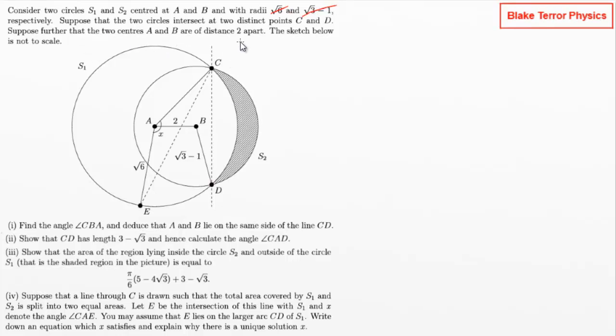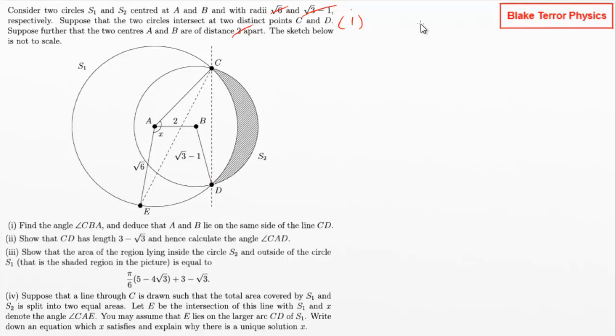Suppose that the two circles intersect at C and D. Fine. Suppose further that the two centers are a distance 2 apart, also marked on there. Sketch is not to scale. Find the angle CBA. Deduce A and B lie on the same side of CD. Right, well, that should be fine.